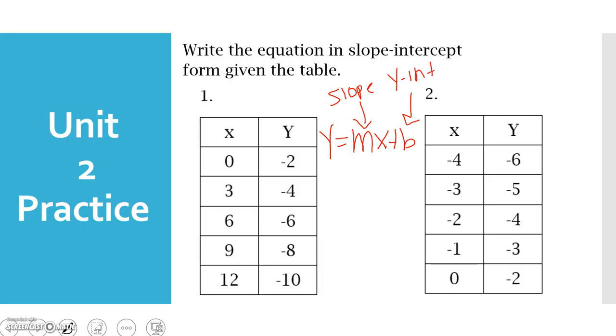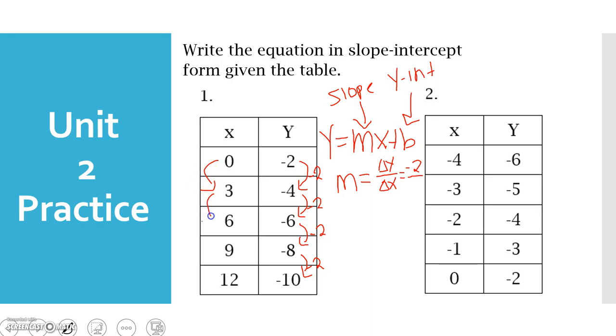So the first thing we want to do is find our slope, which is our m value. And to find slope, we want to look at the change in y divided by our change in x. So if we look at our y values, we want to look at this pattern. How do we get from -2 to -4, -4 to -6, -6 to -8, and -8 to -10? Well, as you can see, we are subtracting 2 each time. So that's going to be our change in our y values, -2.